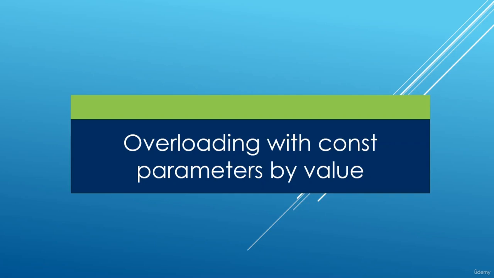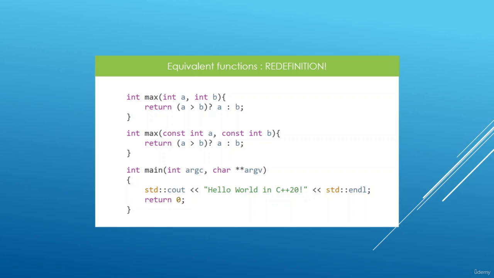In this lecture, we're going to learn about overloading with const parameters by value. And we're going to look at a simple example here. One might think that these two functions here are valid overloads in C++, because the types really seem different: we have int parameters in here and we have const int parameters.